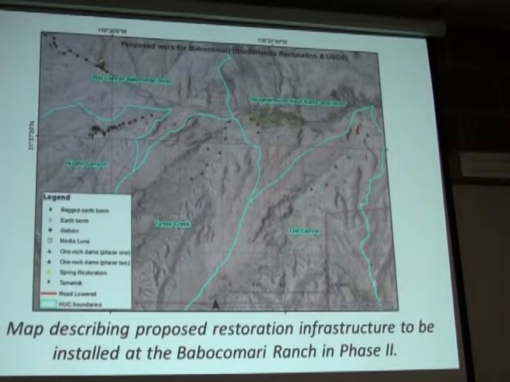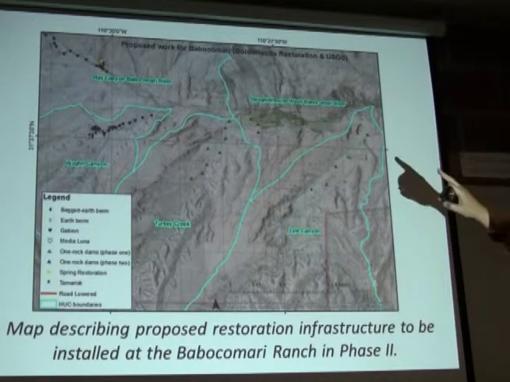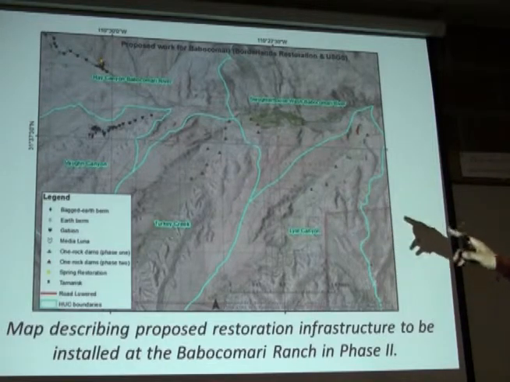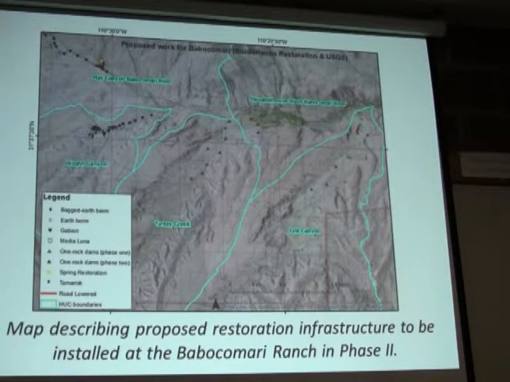Here's a map describing what we propose to do. And you can see it in the Pacheco area, the Vaughn Canyon area. We've got some gabions in there and some berms, some talking about some nuke style berms. Then we also have one rock dams and media lunas.